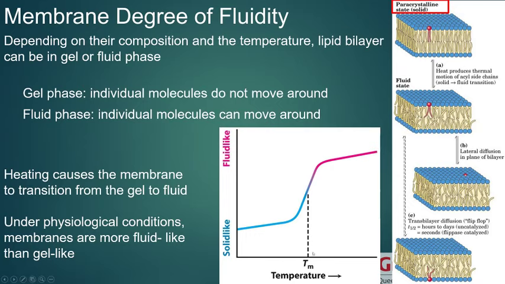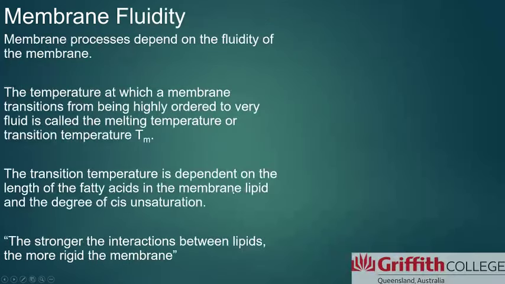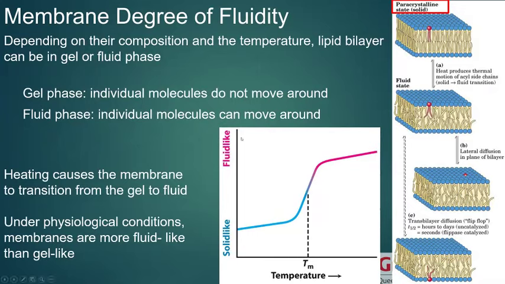Now, Tm is basically just indicative of that transitional temperature, when it goes from a solid and rigid structure to becoming much more fluidic. When it's in this solid phase, the individual molecules don't move and shuffle about, just because of how rigid it is. Whereas when it's in this more fluidic state, they can move and jostle around. Again, I'm going to talk about that a little bit more as we move forward.